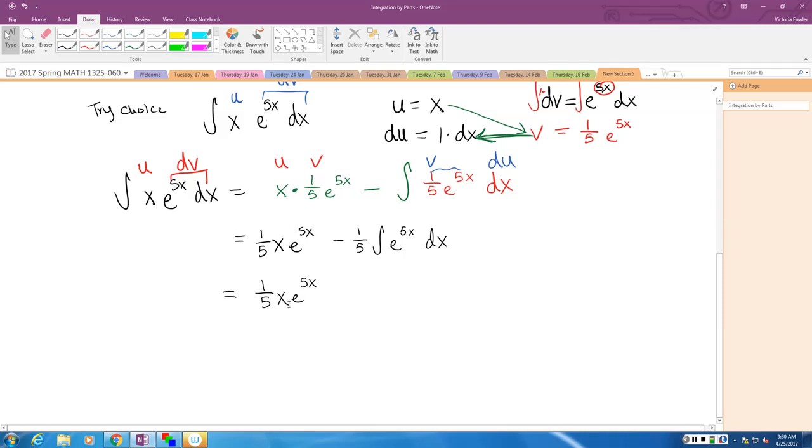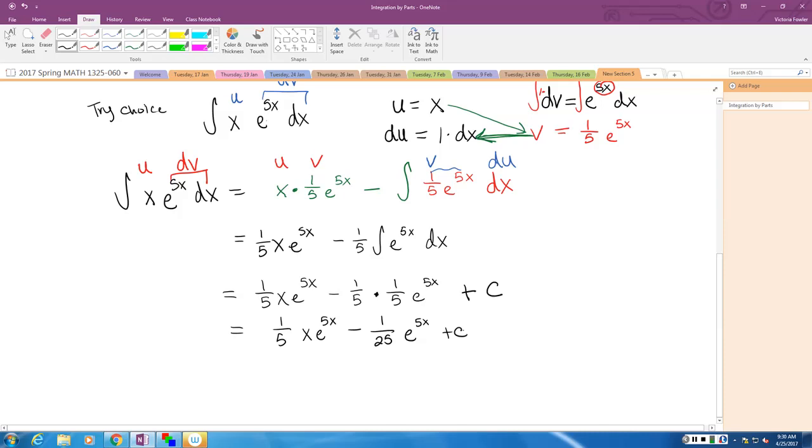So I've taken down the uv. I have 1/5 times this antiderivative. What is the antiderivative of the e to the 5x dx? Yeah, we actually just did it, didn't we? It's going to be 1/5 e to the 5x, and what do I need now? Plus c. And so the last little bit that I'm going to do is just simplify. So I'm going to have 1/5 x e to the 5x minus 1/25 e to the 5x plus c.